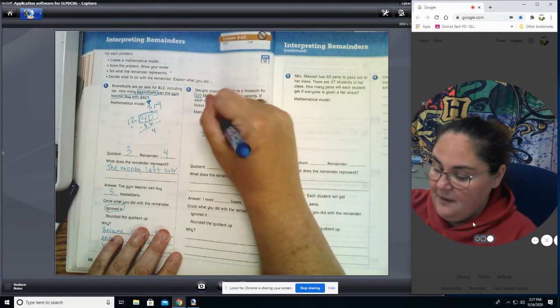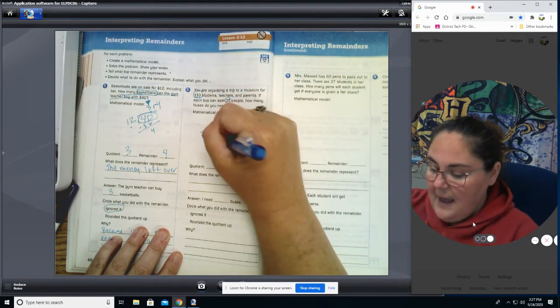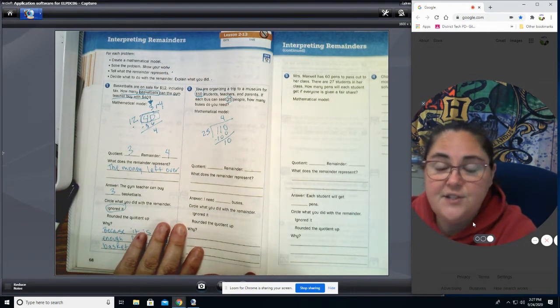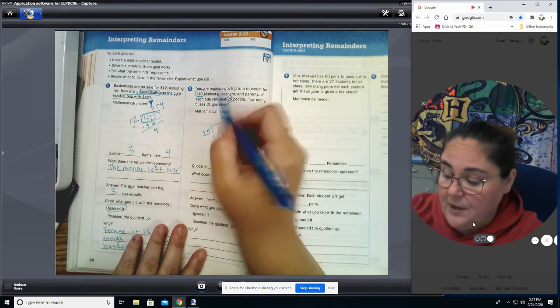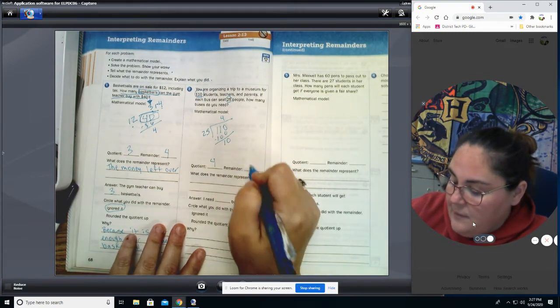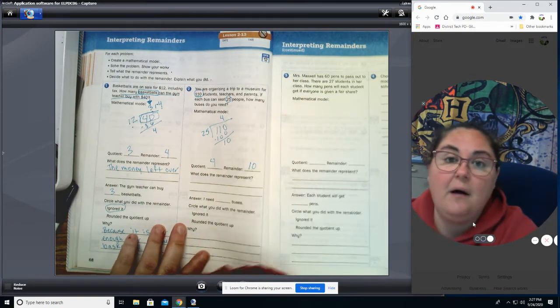Your answer should be 4. 4 times 25 is 100. And I have 10 left over. So how many buses can I order? 4. So my quotient is 4. My remainder is 10. I have 4 buses right now.